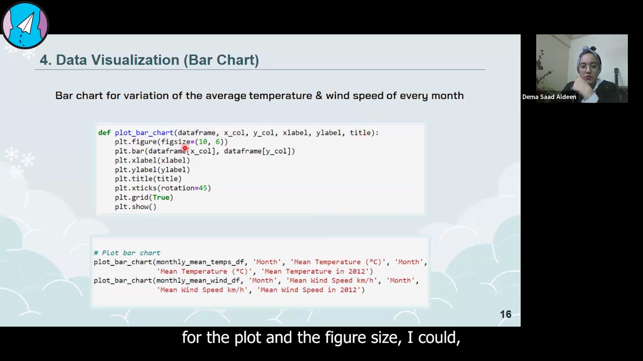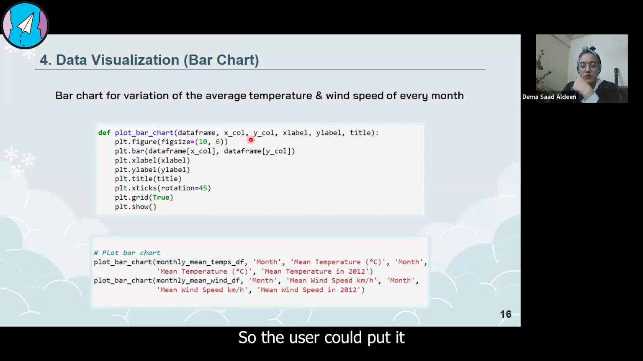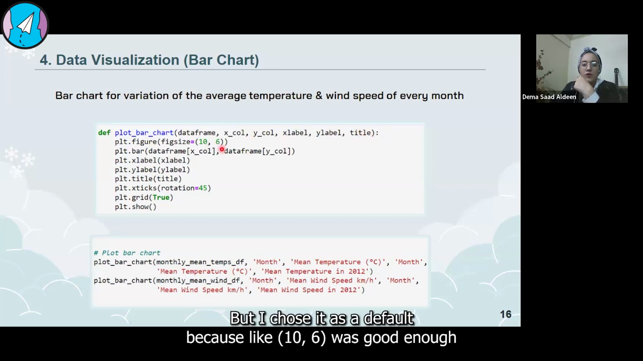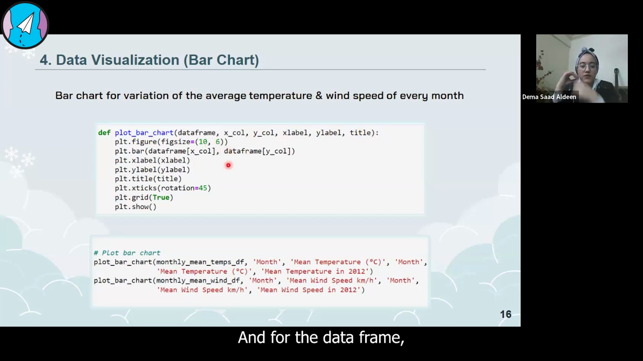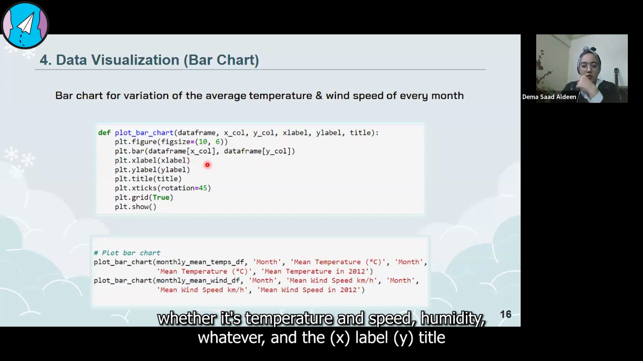The figure size, I could put it as a default, or I could put it as optional here so the user could set it. But I chose a default because 10 was good enough. And for the data frame, this is the X column and the Y column, which could be any X and Y in the table, whether it's temperature, wind speed, humidity, whatever. And the X label, Y label, and title.